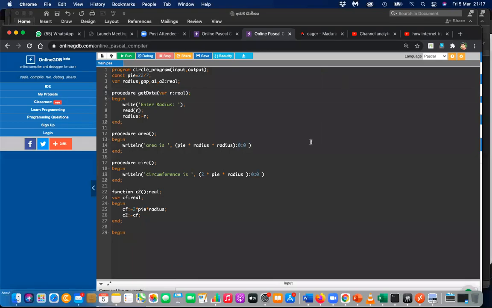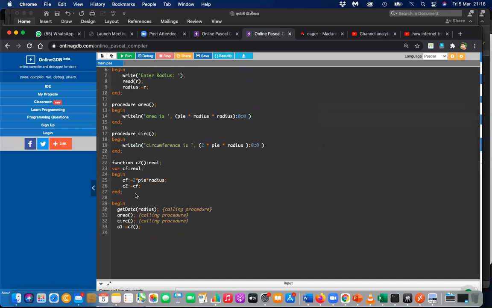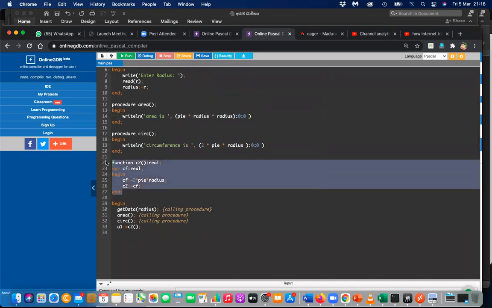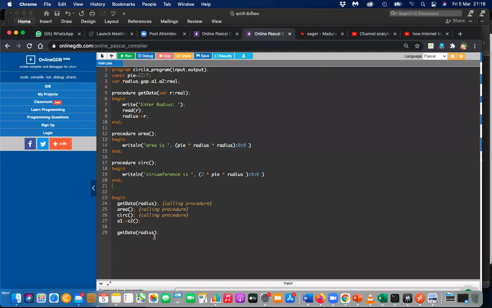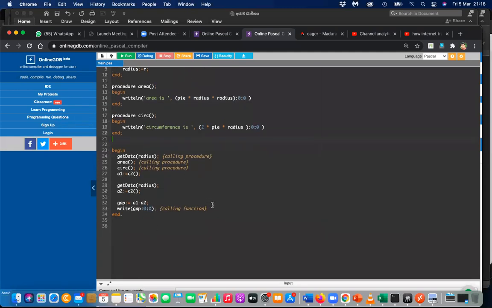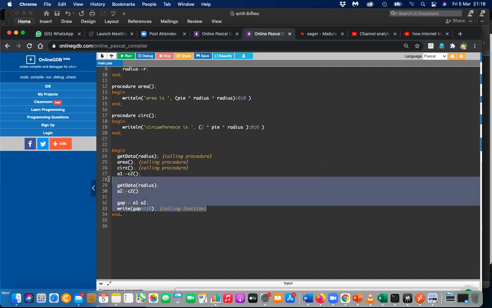Right? This is the one in the book. In the book, it says get data is a procedure to get the radius, area is to calculate the area, and circumference is to calculate the circumference. So there are basically three procedures inside that. And you can use these three procedures to get information, or call the procedures to run this.